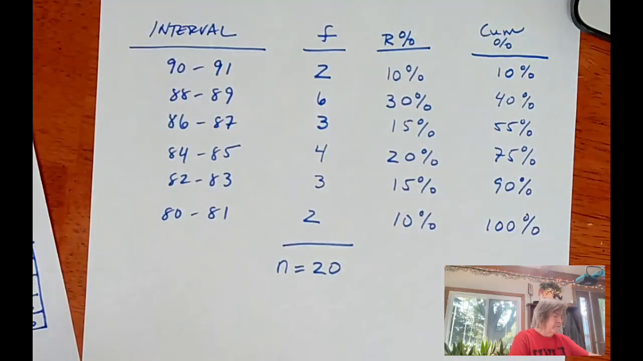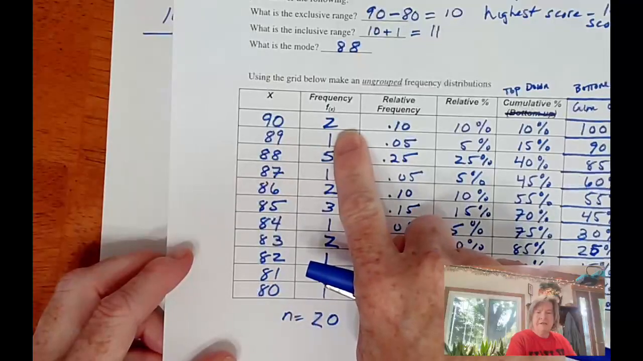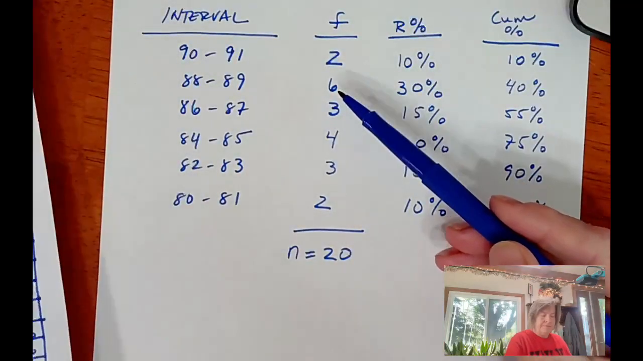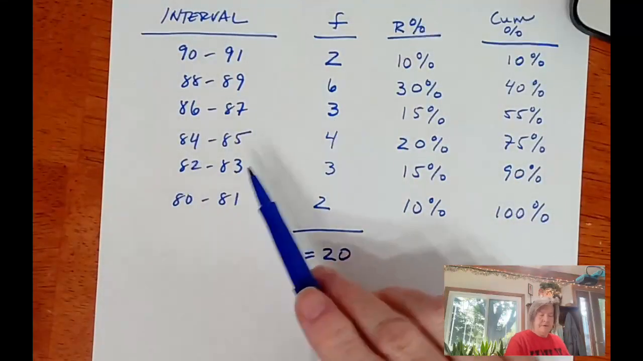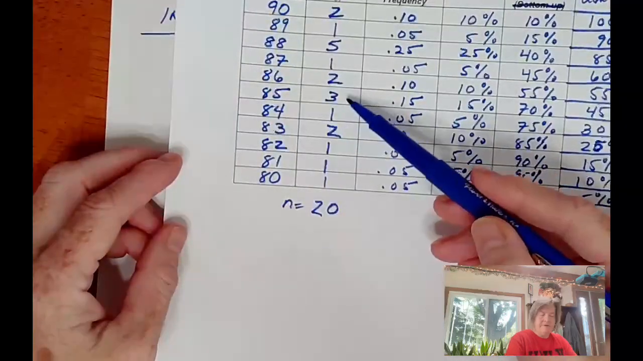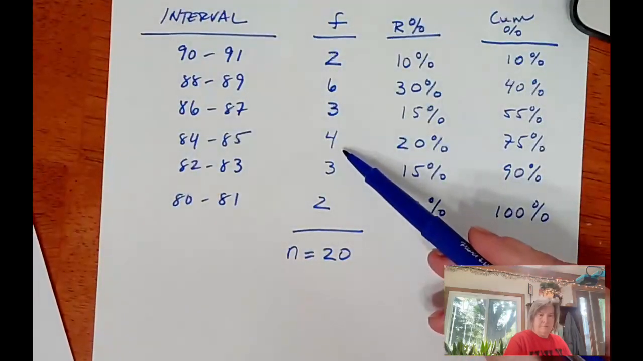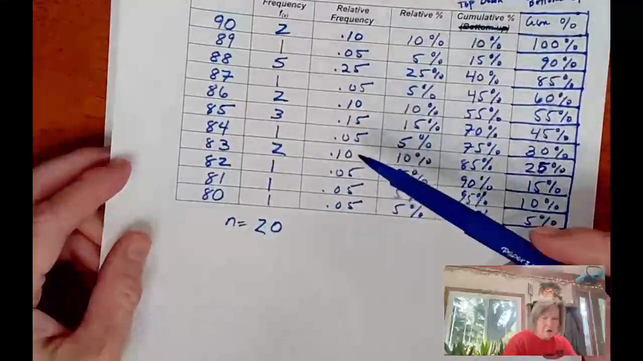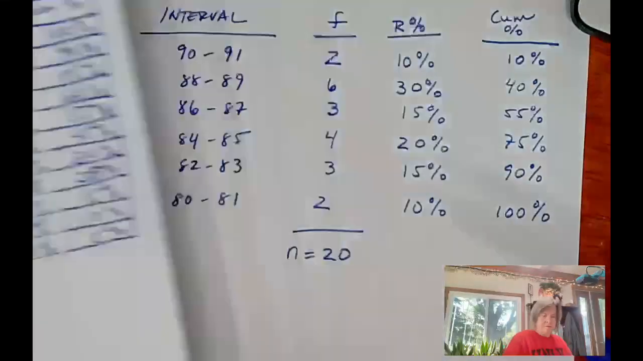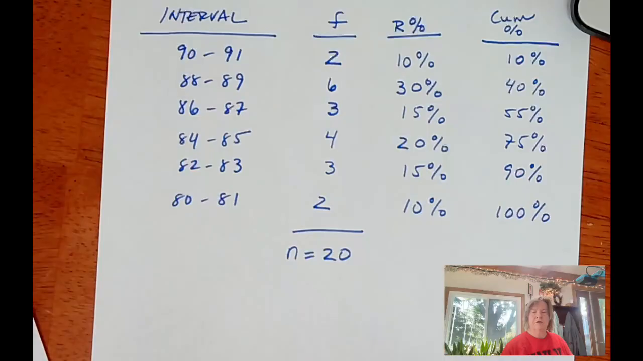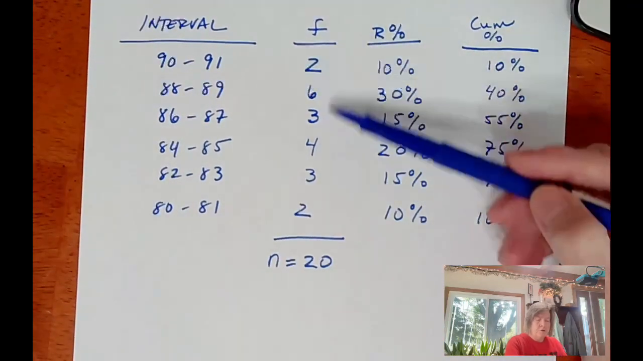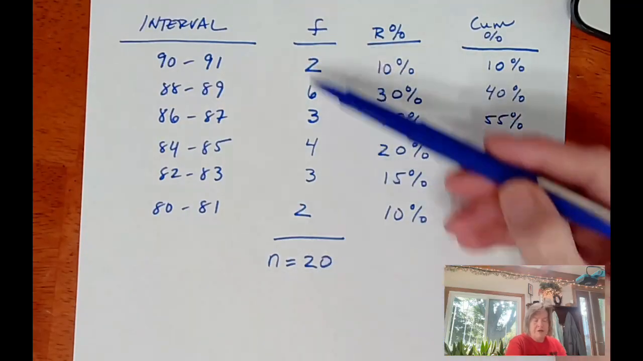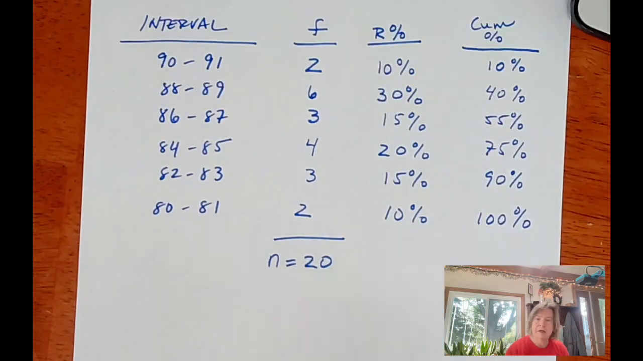Okay, so 90 to 91 is 2. Then we have to do 88 and 89. So 88 and 89 is 6. So I put a 6. 86 to 87 is 3. 84 and 85 is 4. Okay. 82 and 83 is 3. And 80 and 81 is 2. Okay. All right. So now I want to make sure that I've got everything. And so you add this up and you see that you've got 20. Okay. Your N is 20.